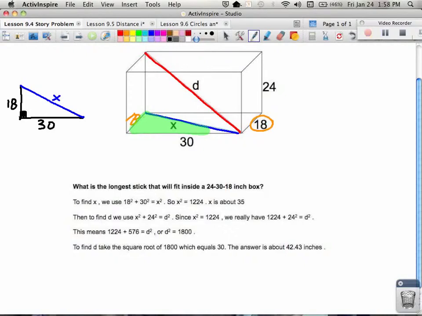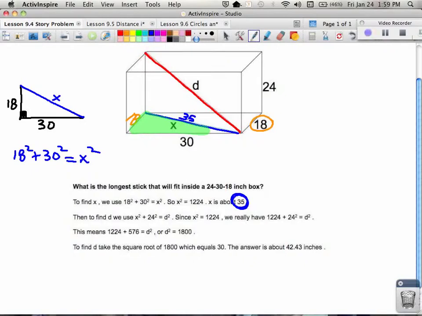So if I wanted to solve that triangle, I would use the Pythagorean theorem. Or in other words, if I'm trying to find out what x is, I would say 18 squared plus 30 squared equals x squared. And when I solve this, I find out that my x value is 35. You can try that on your own just to see if you also get it, but I'm going to tell you it's 35. So now I know that this blue side here is 35.